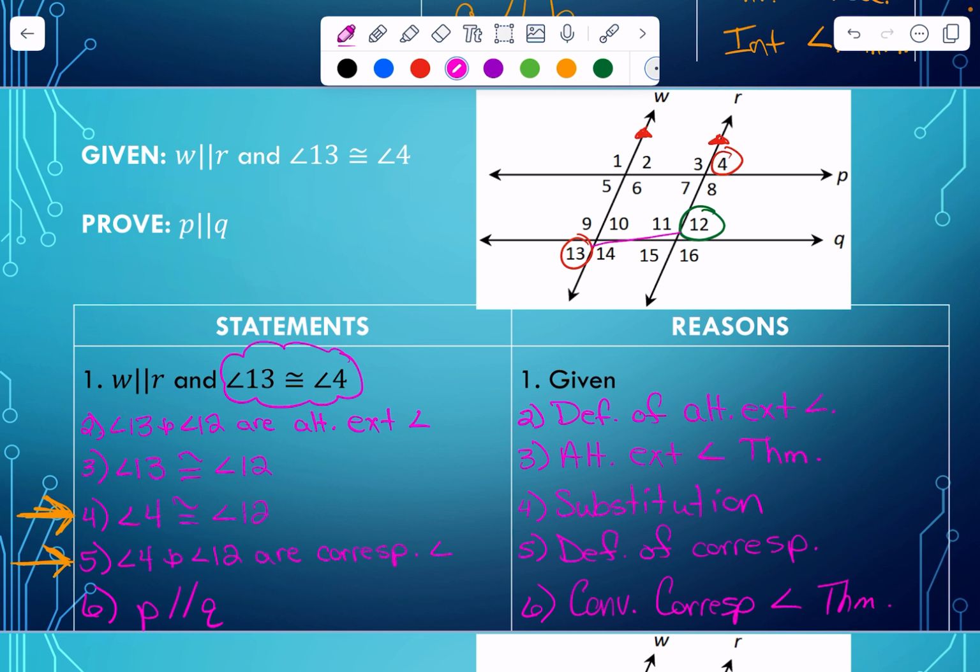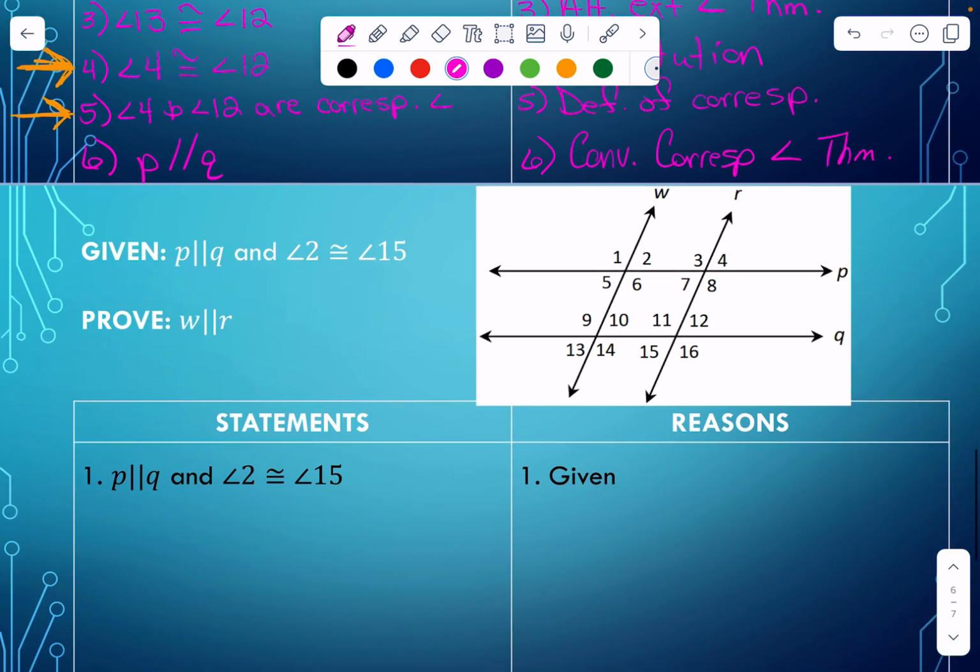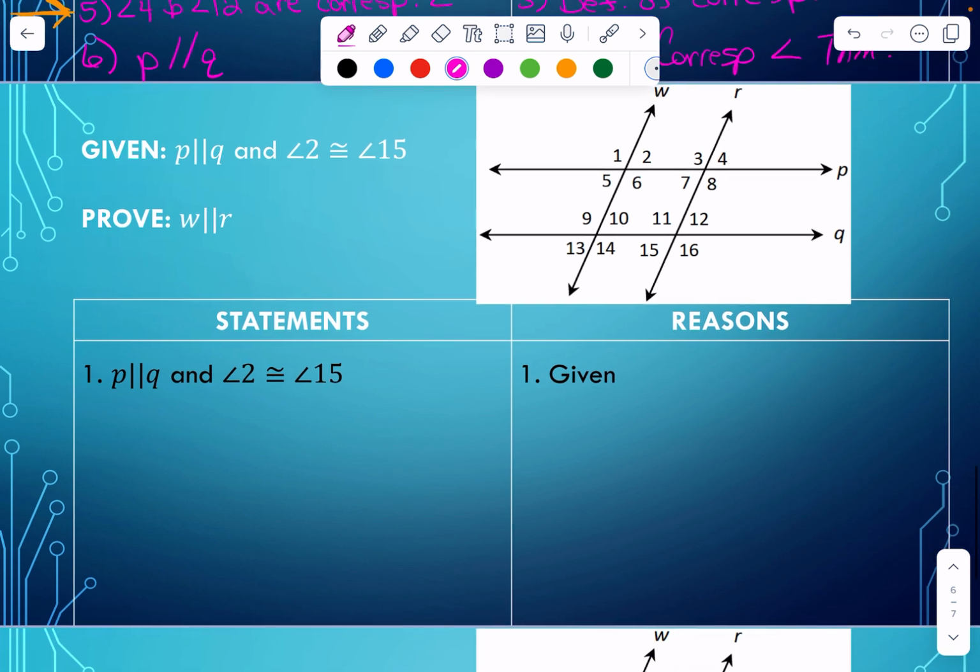Okay, so that's the key there. You have to figure out which set of angles is congruent to start with based off the lines that are parallel. All right, let's try another one. So let's go through what we know here. I know that P is parallel to Q, and I know that 2 is congruent to 15. And I want to prove the other set. So I need to find a relationship between them.